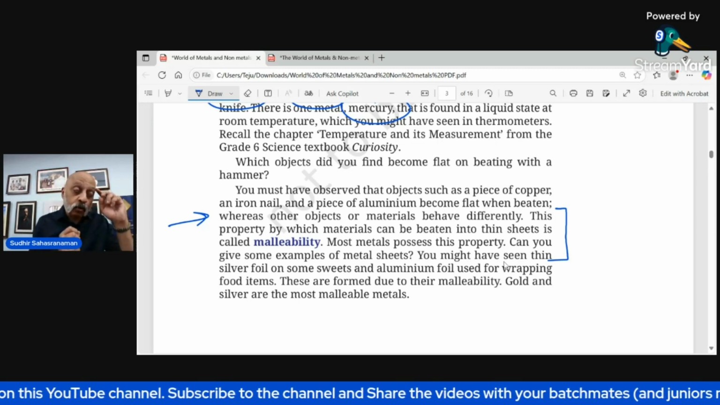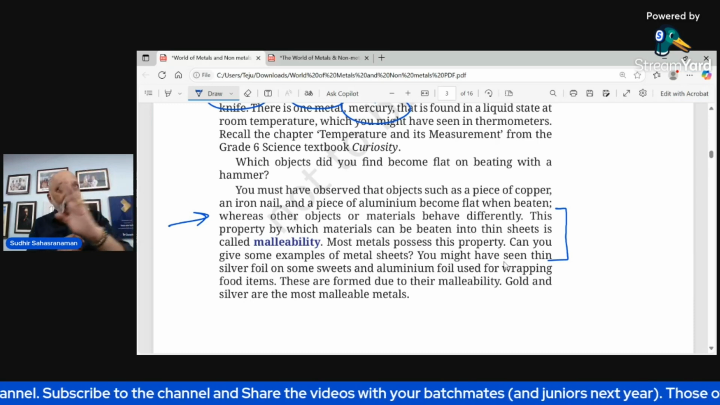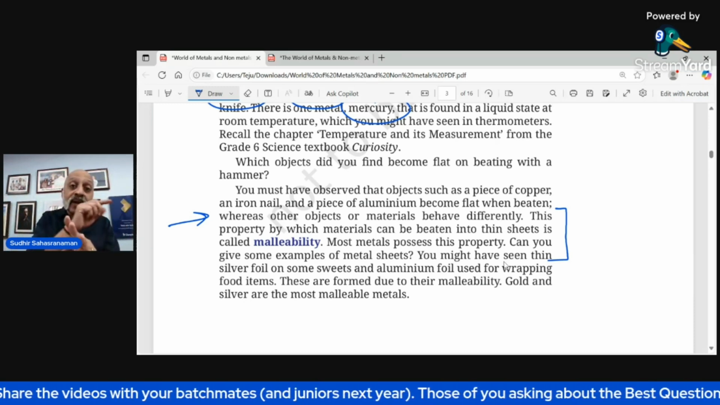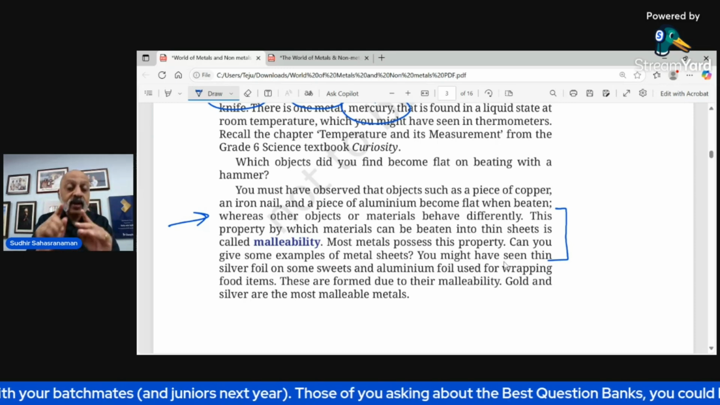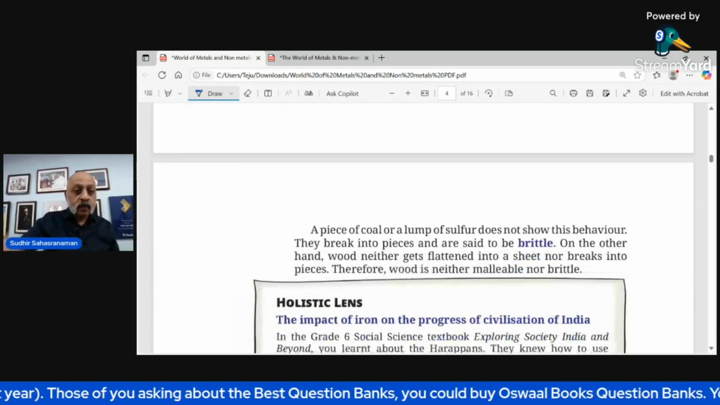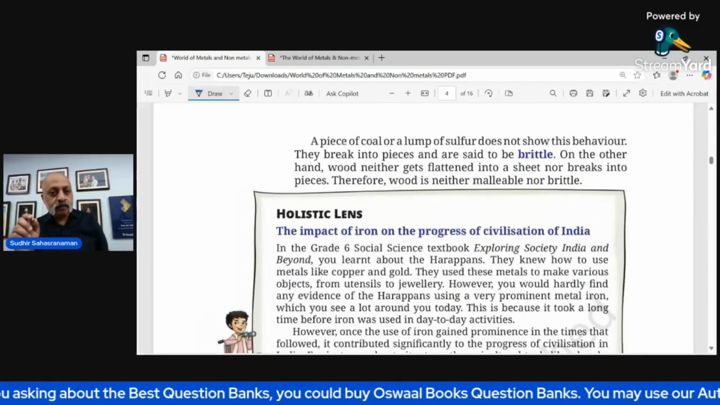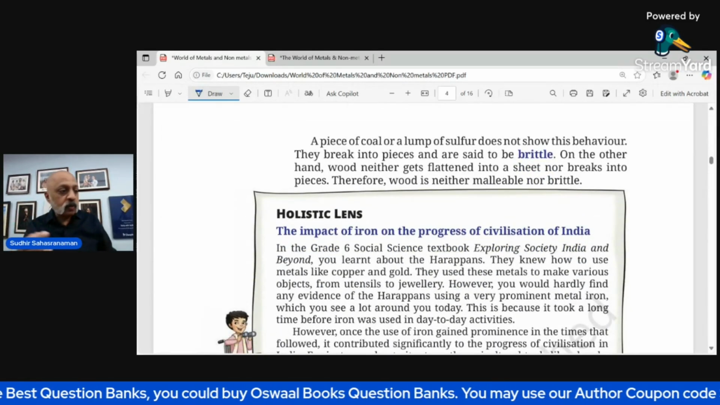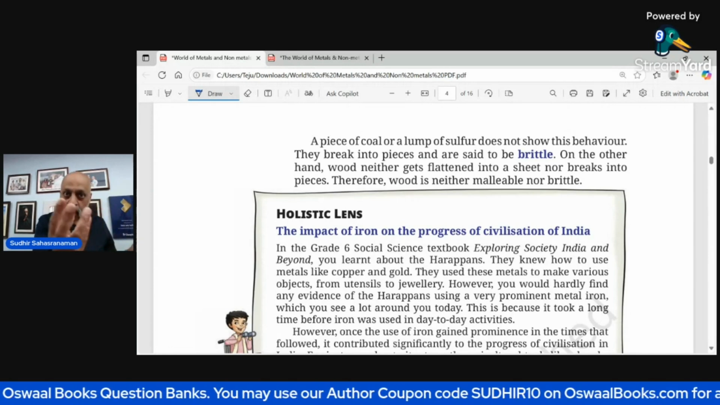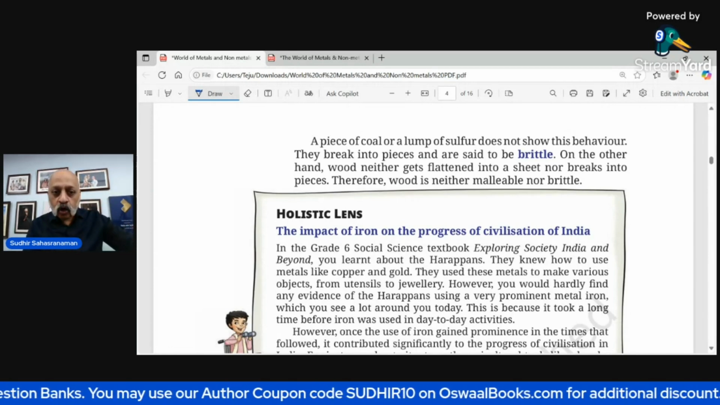So what in your exam you can get questions is that they may give you an example and say which property of the metal is being depicted as a result of this, right? So that's why I'm giving you the example so that you are able to remember. A piece of coal or sulfur does not display this behavior, because coal, if you break, it will just crumble and break into small pieces. Koila, right? Similarly, I talked about this wood.